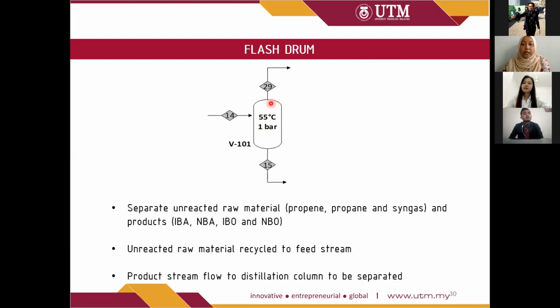Next, we will use a separation process, which is a flash drum. The flash drum will operate at 55 degrees C and 1 bar. It will separate the unreacted raw material and the product stream. The product stream will consist of isobutyraldehyde, N-butyraldehyde, isobutanol, and N-butanol. The unreacted material is propene, propane, and also syngas. Syngas is carbon monoxide and hydrogen. The unreacted raw material will be recycled back to the feed stream, and the product stream will flow to the distillation column to be separated.